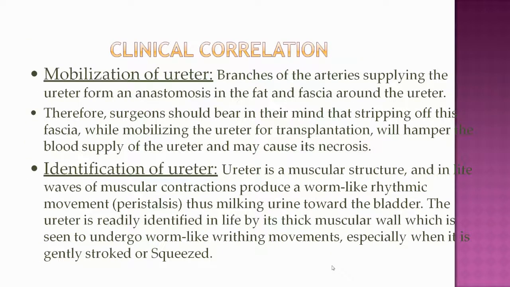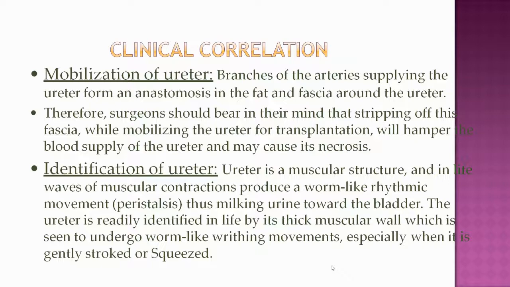Now we'll see the clinical correlation, mobilization of the ureter. Branches of the arteries supplying the ureter form an anastomosis in the fat and fascia around the ureter. Therefore, surgeons should bear in mind that stripping of this fascia while mobilizing the ureter for transplantation will hamper the blood supply of the ureter and cause necrosis.